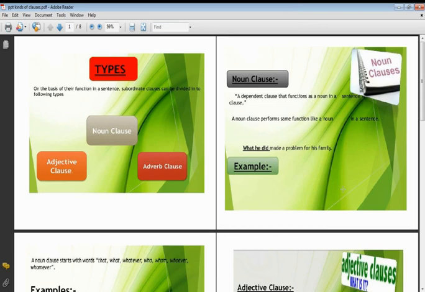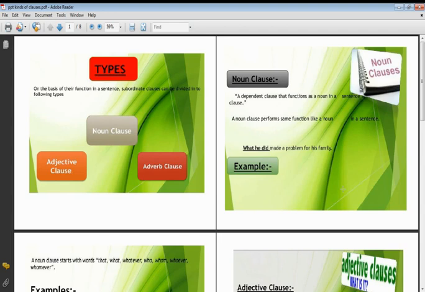In the last lecture, we discussed the kinds of clauses. We discussed the independent clause and subordinate clause. And today in this lecture, we are going to learn about the kinds of subordinate clauses. We have three kinds of subordinate clauses: noun clause, adjective clause, and adverb clause.